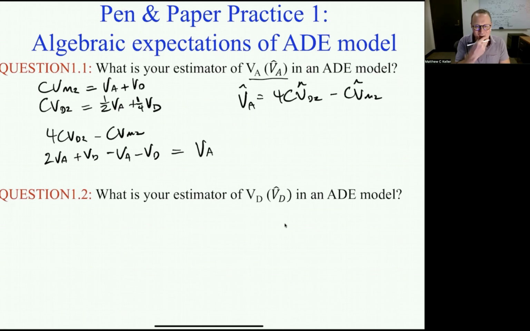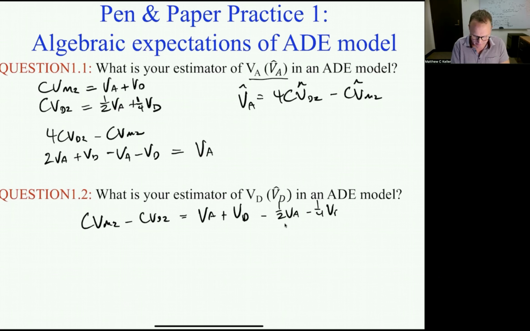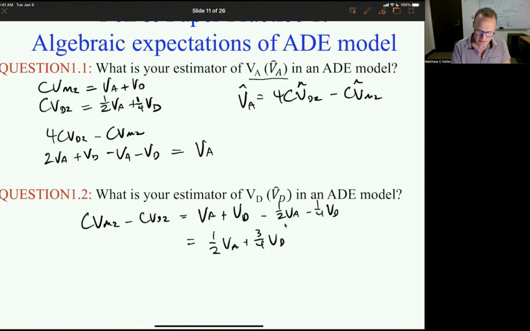All right, now how do we go about getting an estimator of VD in an ADE model? Well, if we take, say, covariance of MZ minus covariance of DZ, that's not going to work. If we did this, we would have VA plus VD minus a half VA minus a quarter VD. So this would give us a half VA plus 3/4 VD. So that's not very helpful. Let's erase that and try again.